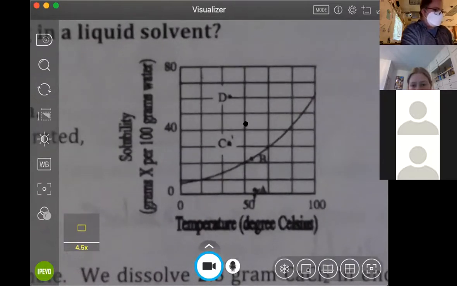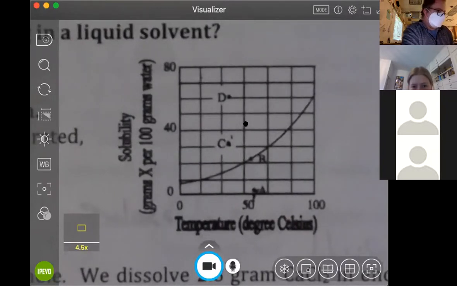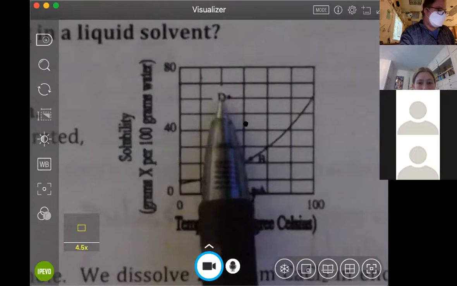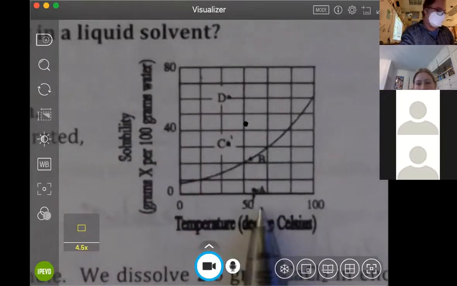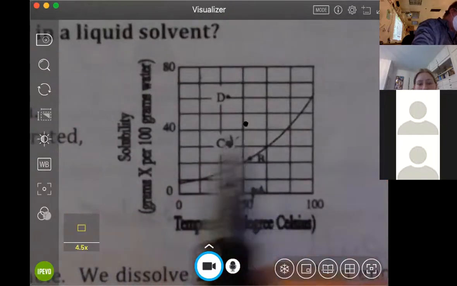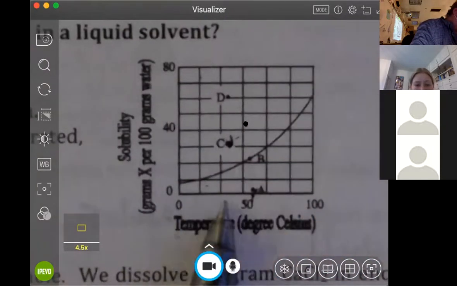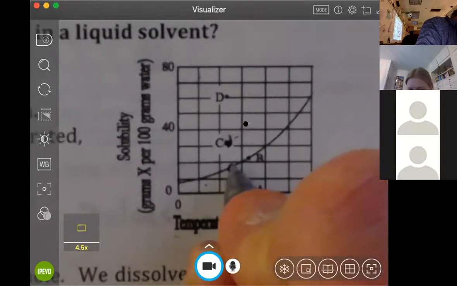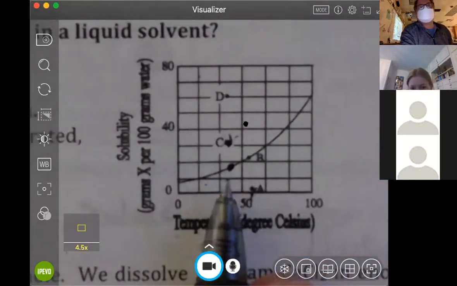And which two points would be unsaturated? C and D and A. No, I'm sorry. C and D would be supersaturated and A would be unsaturated. C and D are above the line, right? So at 12 degrees, that dot right there says saturated.